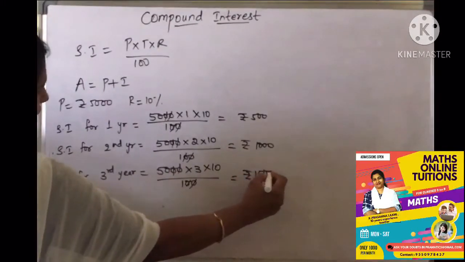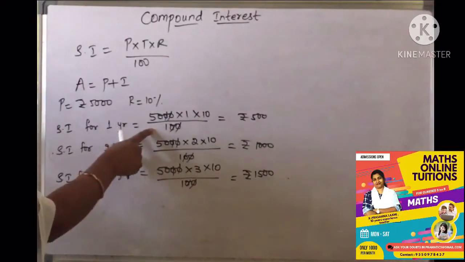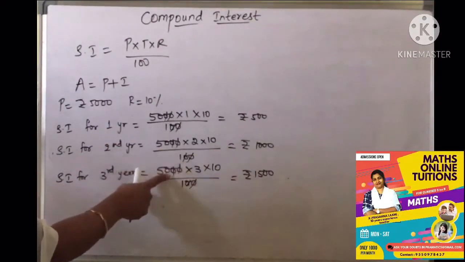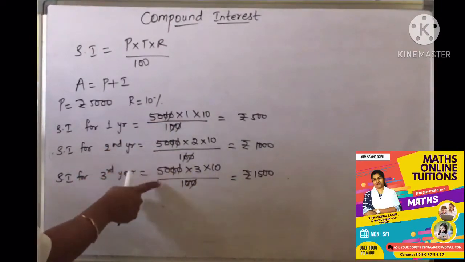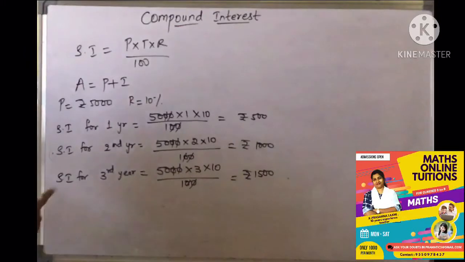So on we calculate. For the fourth year we will take the time period as 4. For the fifth year we will take the time period as 5. Like this, when computing simple interest, the principal remains constant throughout. If you observe, P is the same for all 3 years. If you calculate for the 10th year also, the principal remains the same.